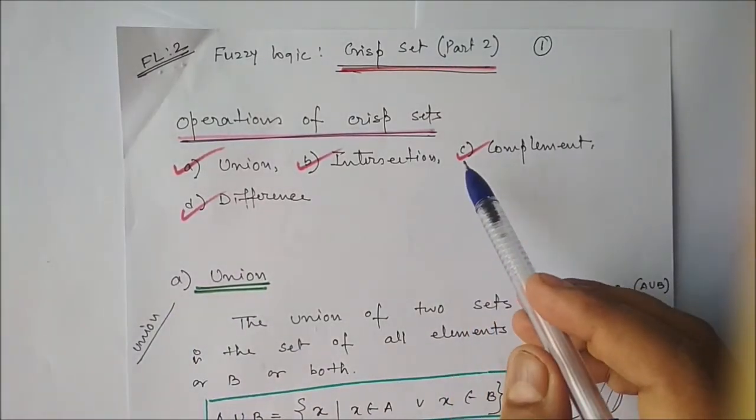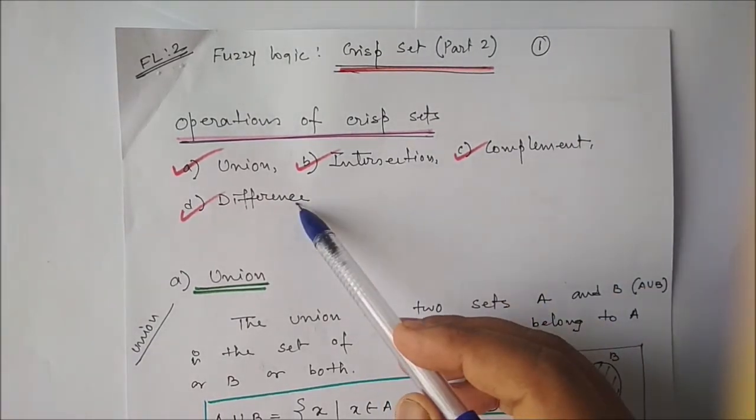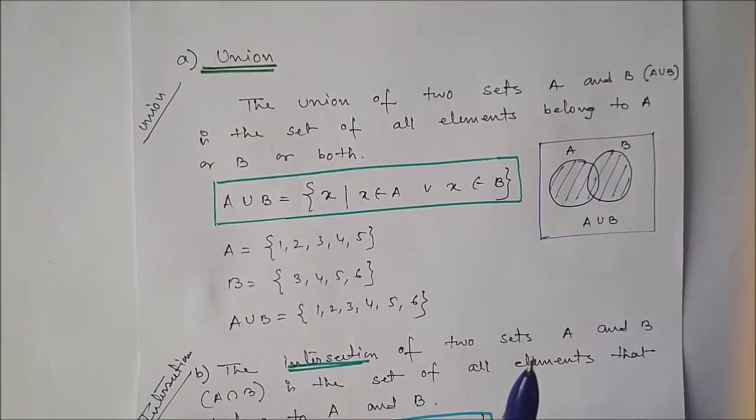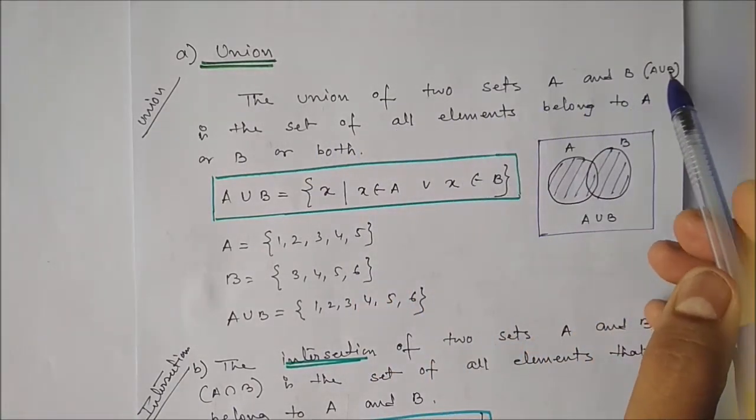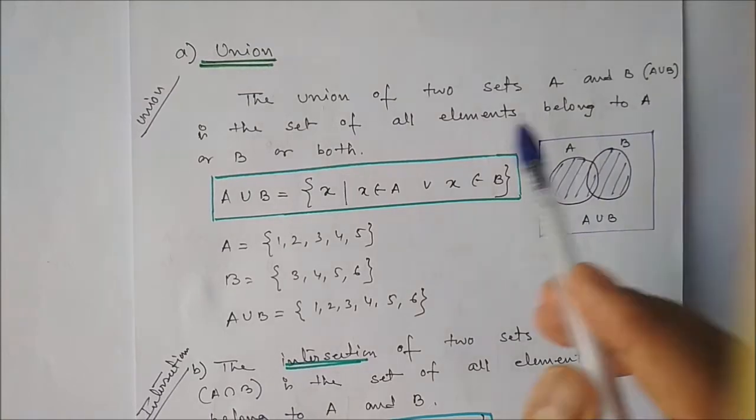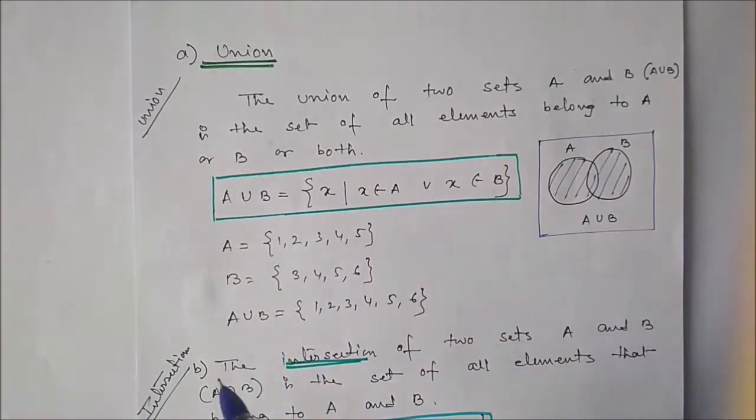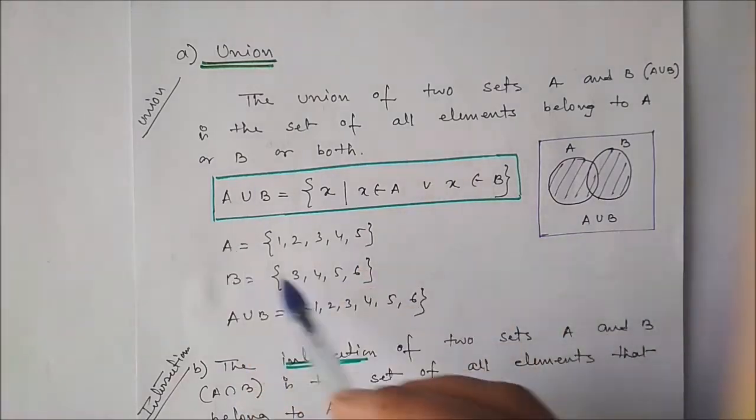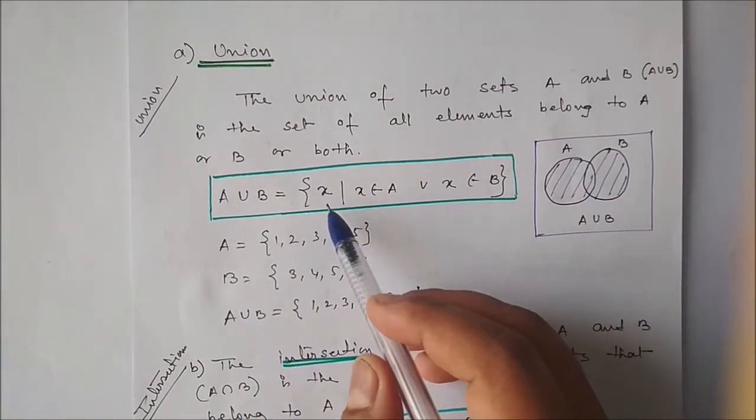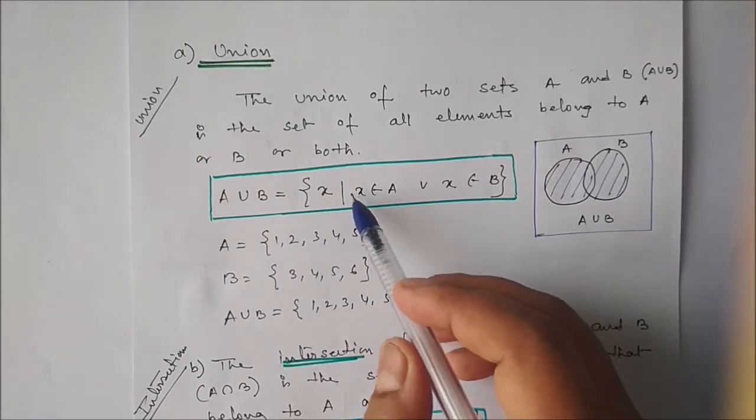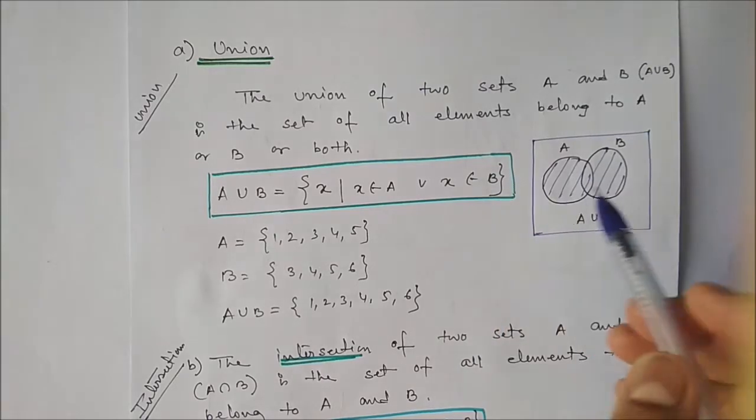This is on Set Theory. So here we'll discuss union, intersection, complement and difference. So first of all is union. The union of two sets A and B that we denote by A union B is the set of all elements belonging to A or B or both. We can represent it this way: A union B. We need the element X such that X belongs to A or X belongs to B.